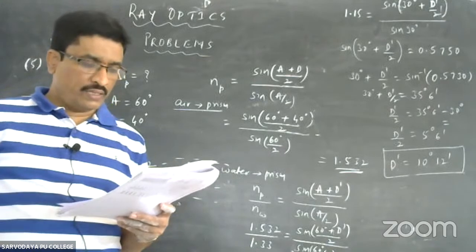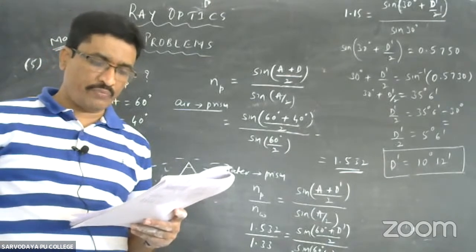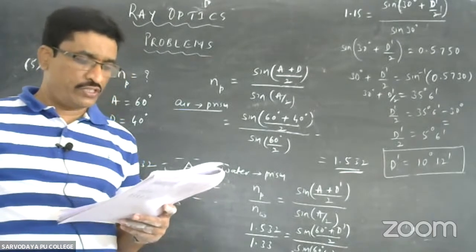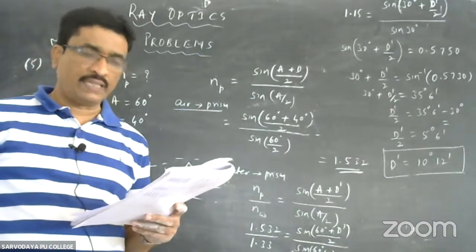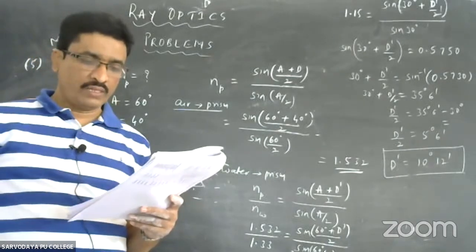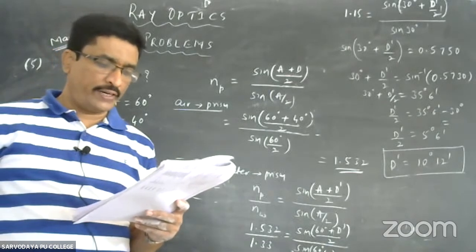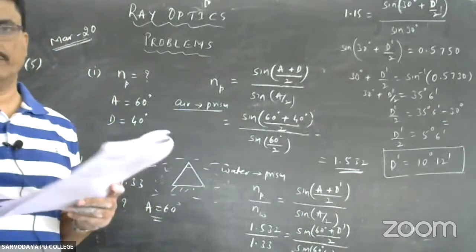Okay, the problem is, at what angle should a ray of light be incident on the face of a prism of refracting angle 60 degree so that it just suffers total internal reflection at the other face? The refractive index of the material of the prism is 1.524. Okay, this is the problem.